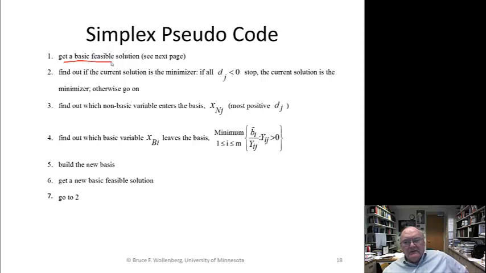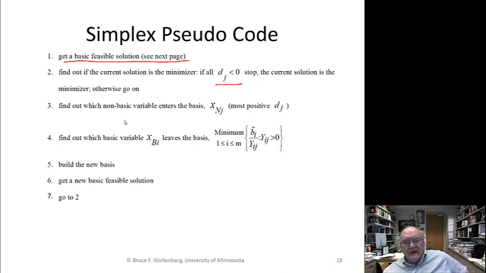Here's the strategy or pseudocode. You get a basic feasible solution. Well, that's usually done by setting up so that the original variables are all equal to 0 and the slack variables are now the basis. Find out if the current solution is a minimizer or is the minimum. If all d_j are 0, stop. The current solution is the minimizer.